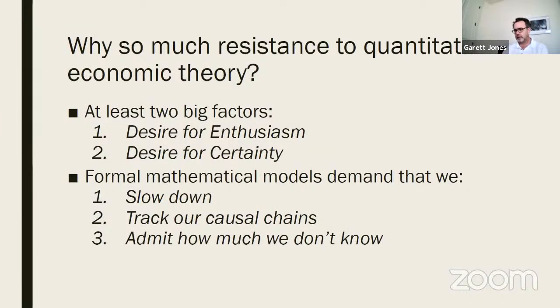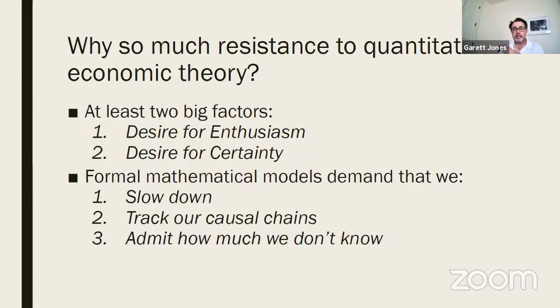So there's a lot of resistance to quantitative theory. A lot of you have probably seen that over the years. A lot of people like verbal theory instead, and I think there's at least two big factors that drive this. One is a desire for enthusiasm, and the second is a desire for certainty. When people get passionate about a set of ideas, having to slow down and do the math kind of steals away that passion, steals away the intensity of the feeling for a lot of folks. So that's, in a sense, a hot reason for rejecting quantitative thinking.